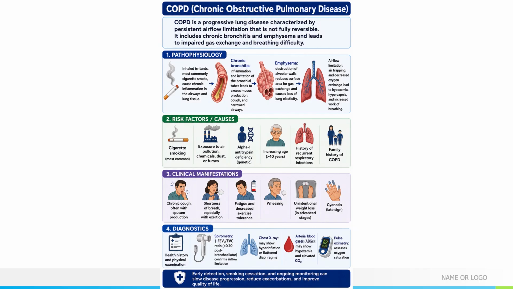Pulse ox does have an important limitation. It does not measure carbon dioxide levels, though. So a patient with COPD may have a normal oxygen saturation, but still be retaining significant amounts of carbon dioxide. So that is why ABGs remain necessary when there is concern for worsening ventilation or respiratory failure.